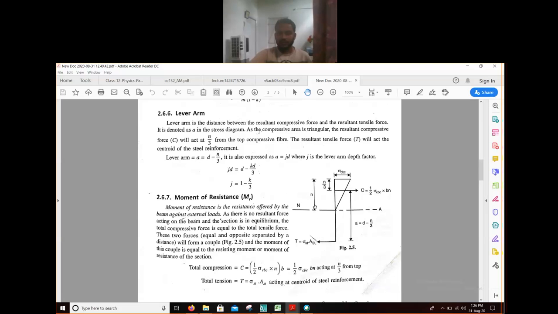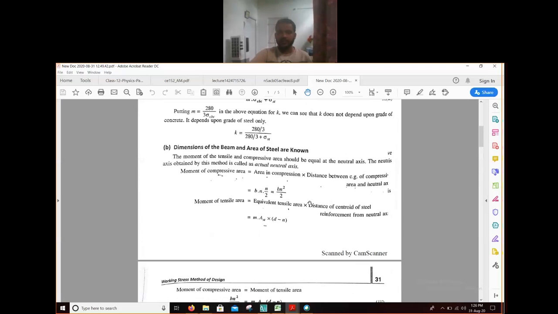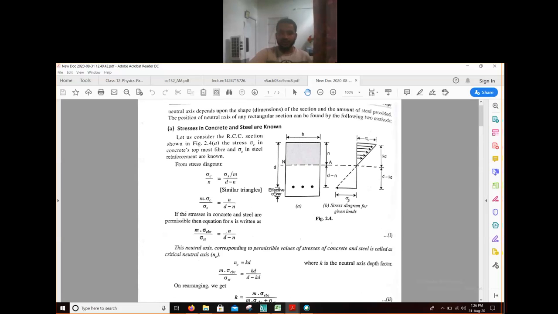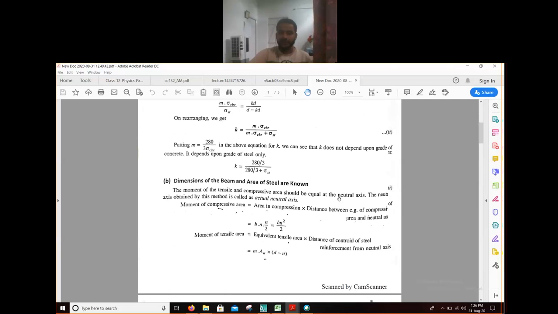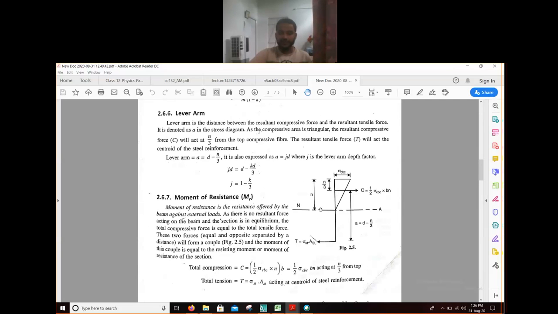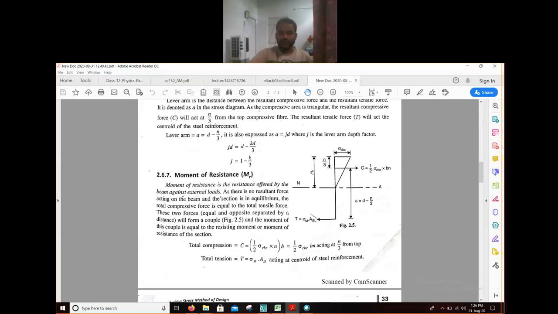As I showed you in the previous diagram, this whole depth was D, and C is acting somewhere here at a height of n by 3. Then this remaining depth will be D minus n by 3. You can see here, this is our total small d, the effective depth, and this distance is n by 3. So our lever arm value will be d minus n by 3.